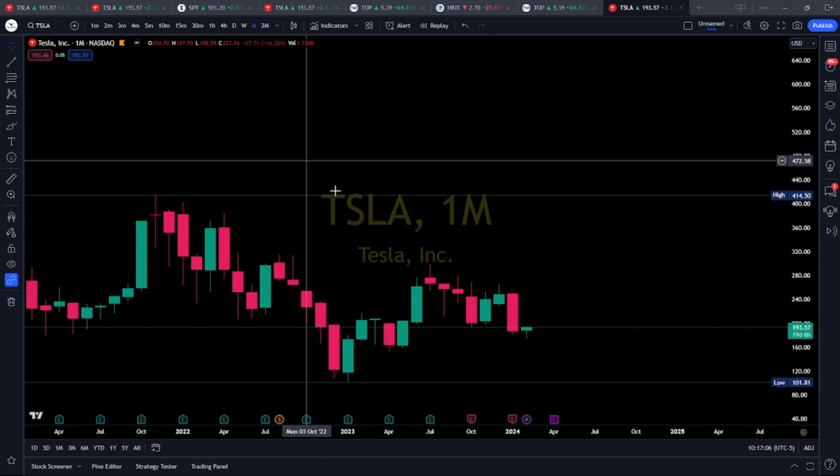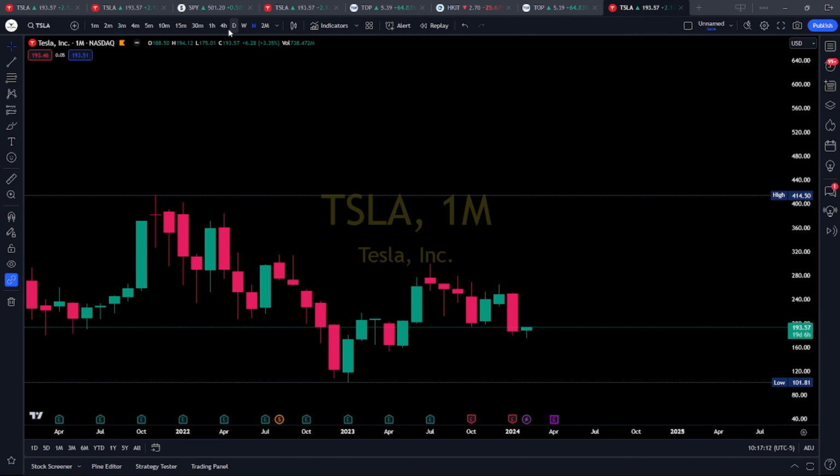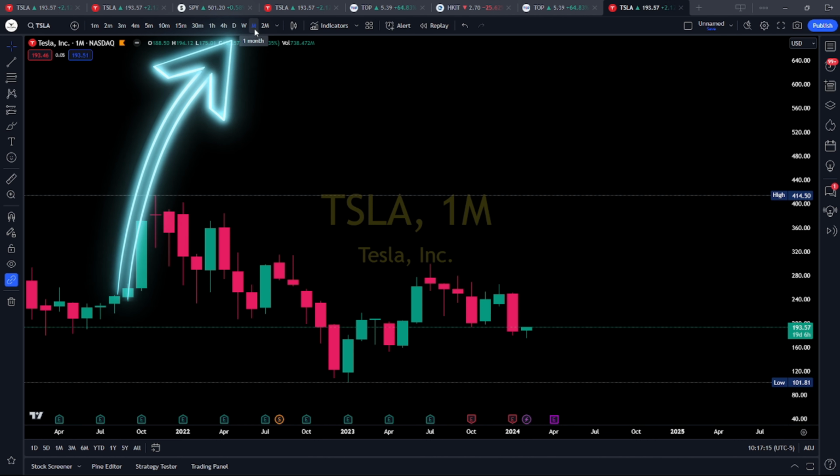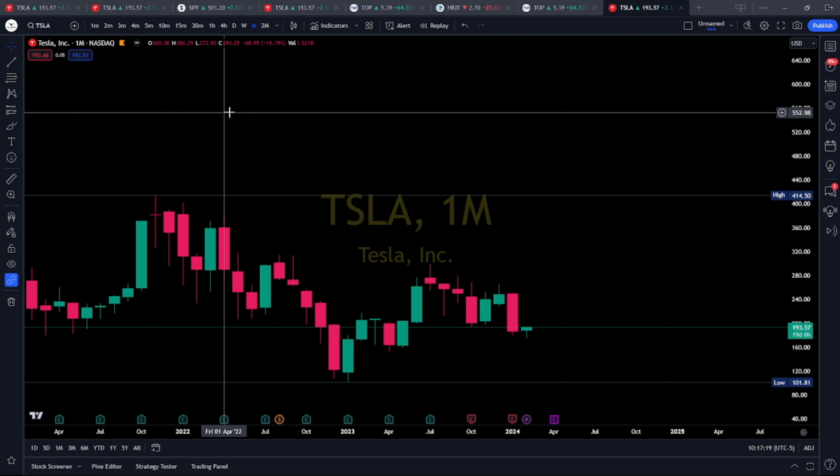So monthly chart on Tesla. So if you go in here, just type in TSLA and you're good to go. And up top, we want to choose the M for 1 month. And if you don't have that, just click this down box and you'll find it.